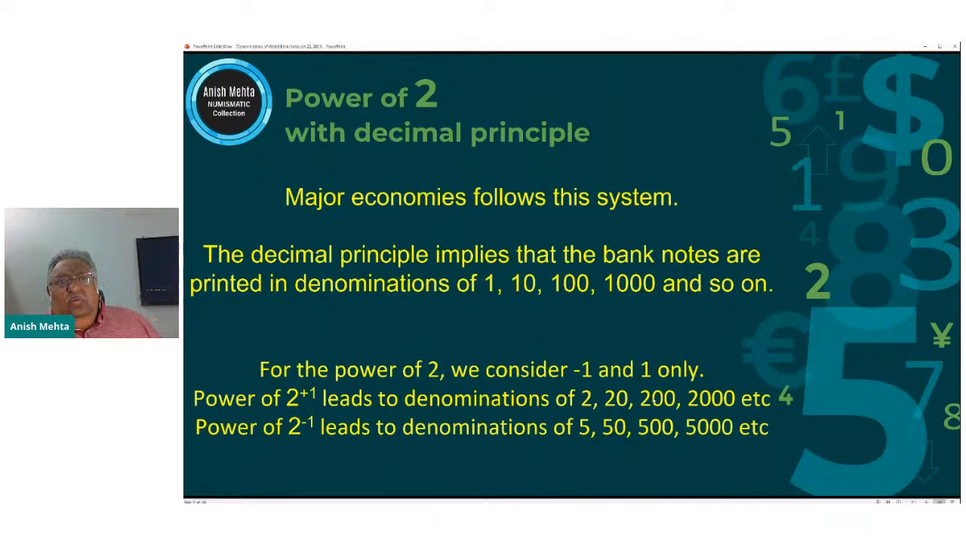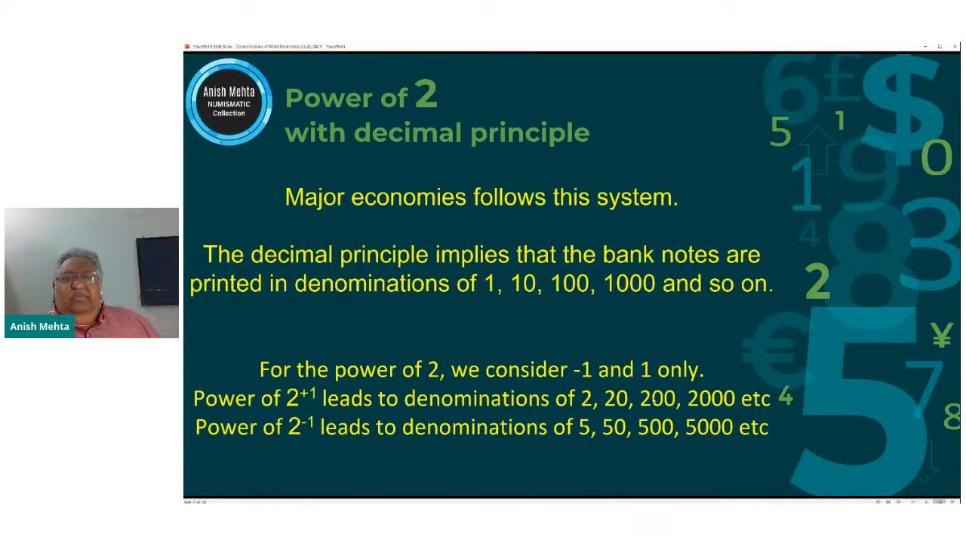Now, how does an economy decide what denominations of banknotes or coins it should have? Normally, they use the system of the power of two with the decimal principles. The decimal principles lead to denominations like 1, 10, 100, 1,000, and so on.